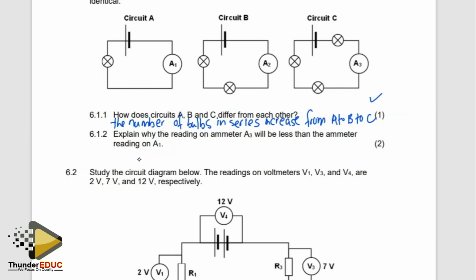You are explaining. Because we have resistors in series. So the bulbs are acting as the resistors, right? We have more bulbs, so that's why we are saying these are resistors in series. So that's in circuit C. We have more bulbs, resistors in series in circuit C. Therefore, we have a higher overall resistance.